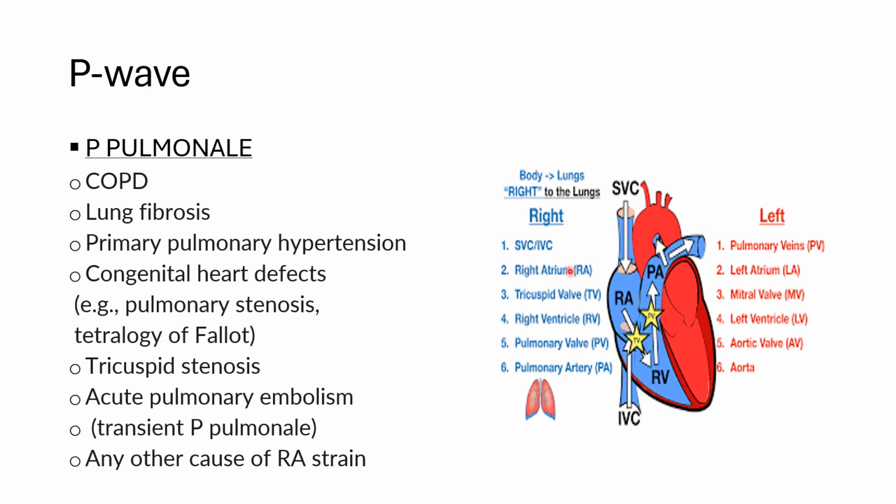These all cause pulmonary arterial hypertension, which leads to enlargement of right side of heart, congenital heart defects, pulmonary stenosis, tetralogy of Fallot. There is right ventricular outflow tract obstruction in tetralogy of Fallot, so there will be right-sided enlargement. Tricuspid stenosis causes isolated right atrial enlargement. Here is tricuspid valve. Acute pulmonary embolism may cause transient P pulmonale. Any other cause of right atrium strain can cause P pulmonale.